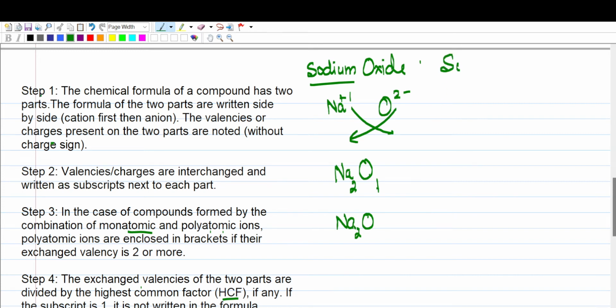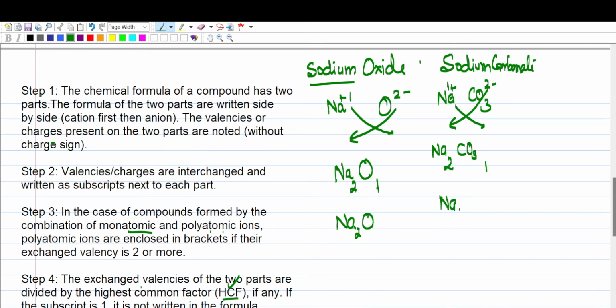Now suppose I write the formula for sodium carbonate. Sodium plus 1 is the cation and carbonate is CO3 2 minus. We first write the cation followed by the anion. Then we interchange the charges and write them as subscripts: Na2 CO3 with 1. If the value is more than 1 for a polyatomic ion, we use brackets, but here it is 1, so we do not use brackets. The highest common factor is 1, so we divide by 1 and get the formula Na2CO3.